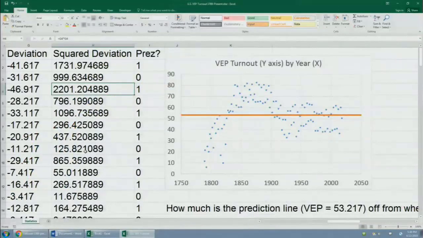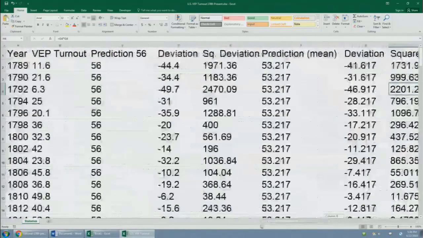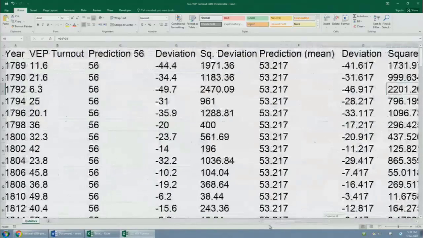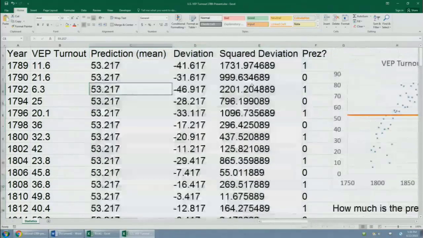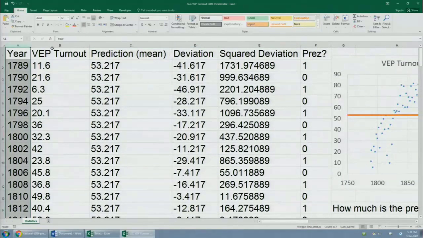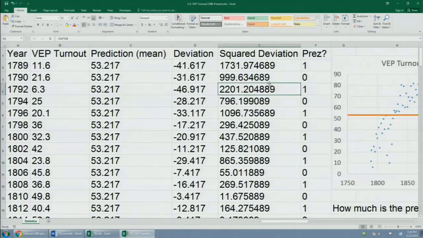We could do that manually. How can we, in a spreadsheet, without doing any fancy schmancy manipulations, let me delete some of this prediction stuff over here. Okay, let's simplify again. Here we are. Okay, we've got year, we've got voter VEP turnout, that's our dependent variable. Here's Prez. What can we do to figure out 2 different means, one if it's a presidential election year and one if it's not? What would you do if you were in command of this spreadsheet? Any suggestions?